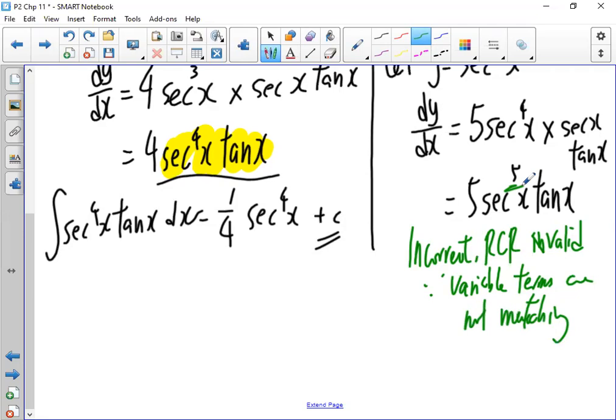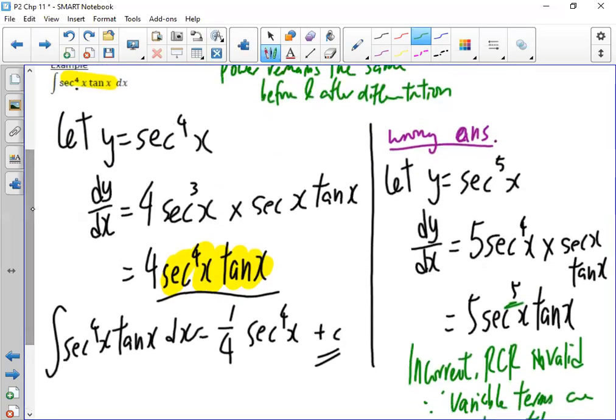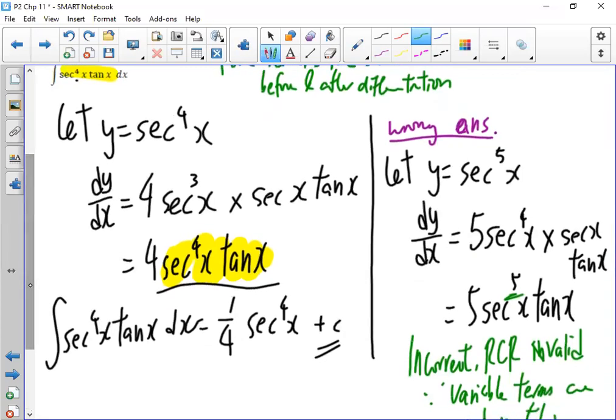It's okay to make a mistake. But what you need to learn is, once you make a mistake, you need to quickly find out what the mistake is and rectify it. That's the hardest thing in an exam when you have to do it under pressure. Okay, and that's the end of this lesson, reverse chain rule 2.